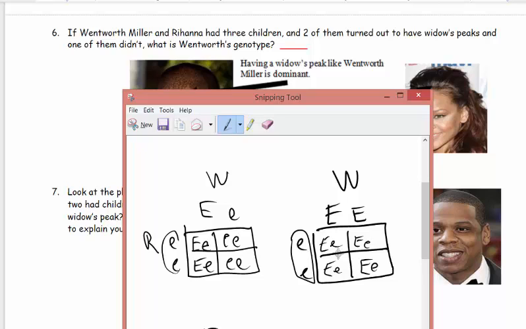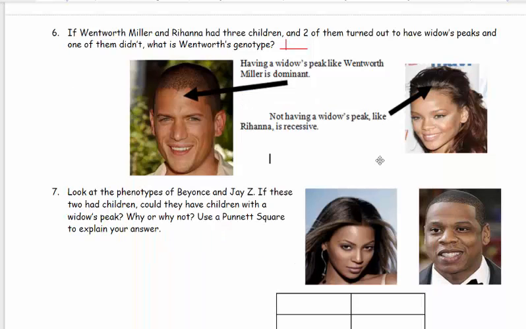And we're trying to figure out which one of these 2 possibilities it is. Is it the homozygous Wentworth Miller, or the heterozygous Wentworth Miller? We know that some of the children ended up without widow's peaks, and that would be this case. That means the only possibility for Wentworth Miller is that he is heterozygous, and that would be the answer to number 6. So I'm going to put in the heterozygous genotype for Wentworth. Hopefully that clarifies that.